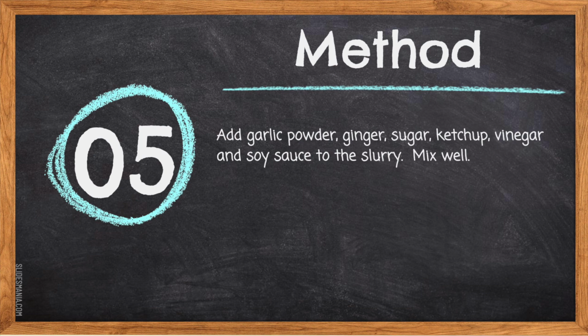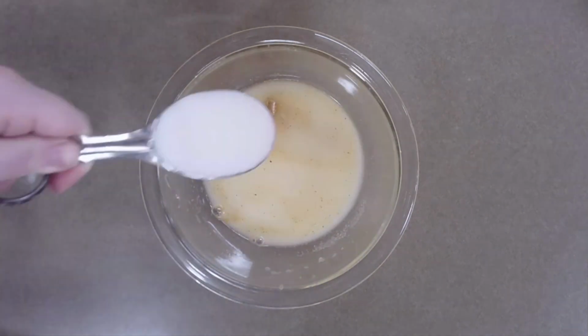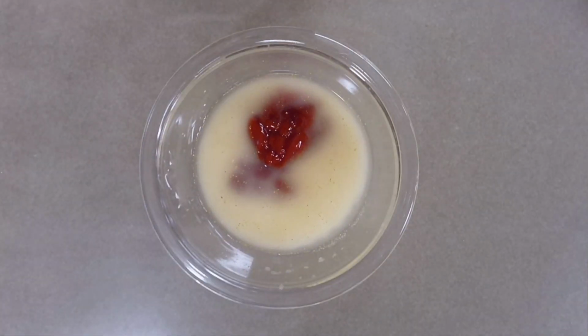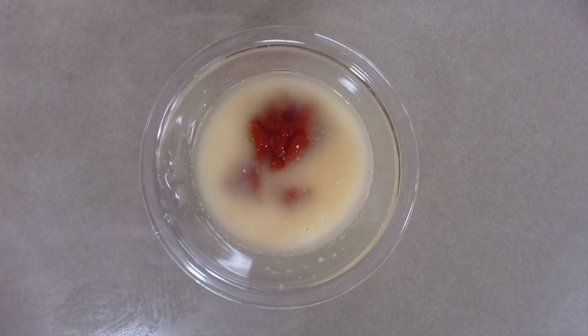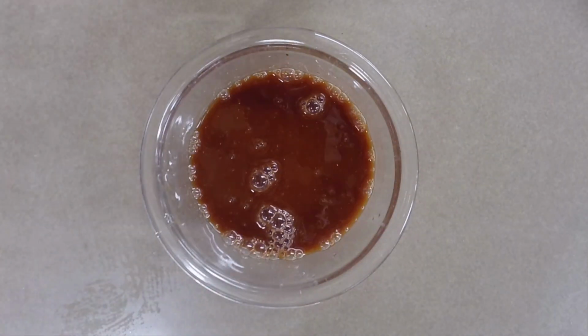Step 5. Add garlic powder, ginger, sugar, ketchup, vinegar, and soy sauce to the slurry. Mix well. Make sure you measure all the rest of the sauce ingredients correctly. You do not want to have the balance off and have it too sweet or too sour. We want it just an equal amount. Make sure you beat it smooth with a metal fork. That way your sauce will be smooth and well blended.